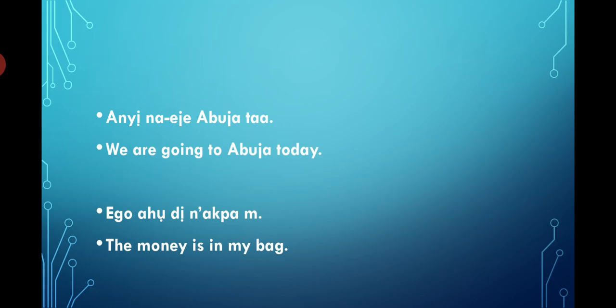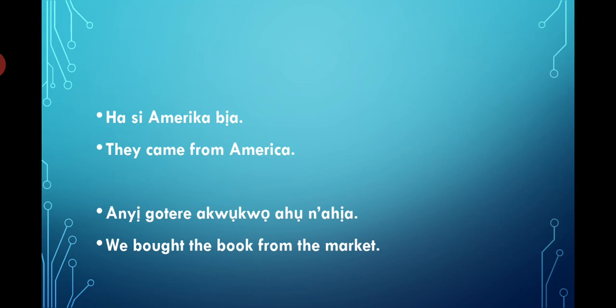Now in the second question I asked, EBEE ka ego ahụ dị? And the right response should be, ego ahụ dị n'akpa m. Depending on where the money is. Ego ahụ dị n'akpa m, the money is in my bag. The next question says, EBEE ka ha si bịa? And the response here says, ha si America bịa. They came from America. The next person said, EBEE ka ị gotere akwụkwọ ahụ? And the response here says, anyị gotere akwụkwọ ahụ n'ahịa. We bought the book from the market.